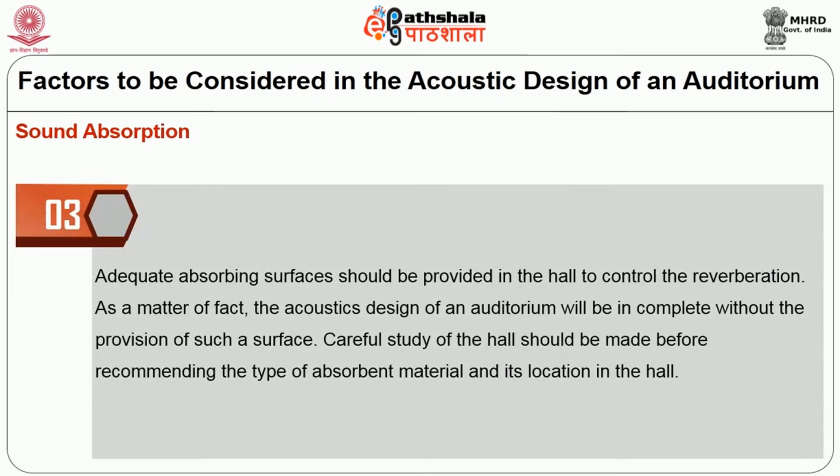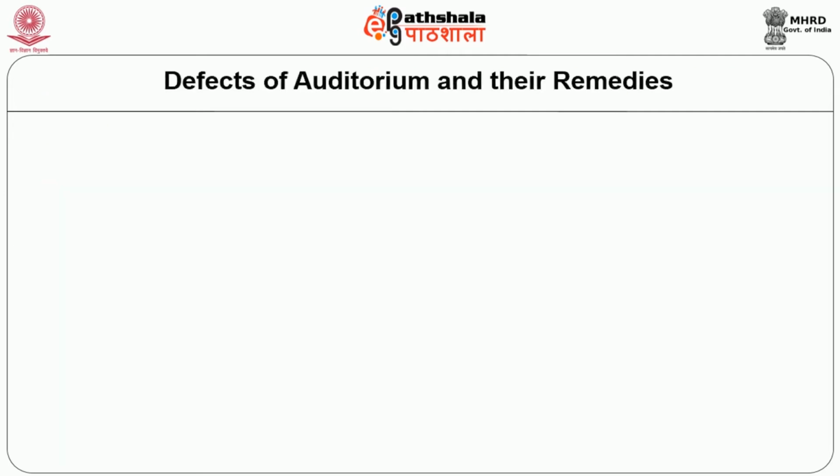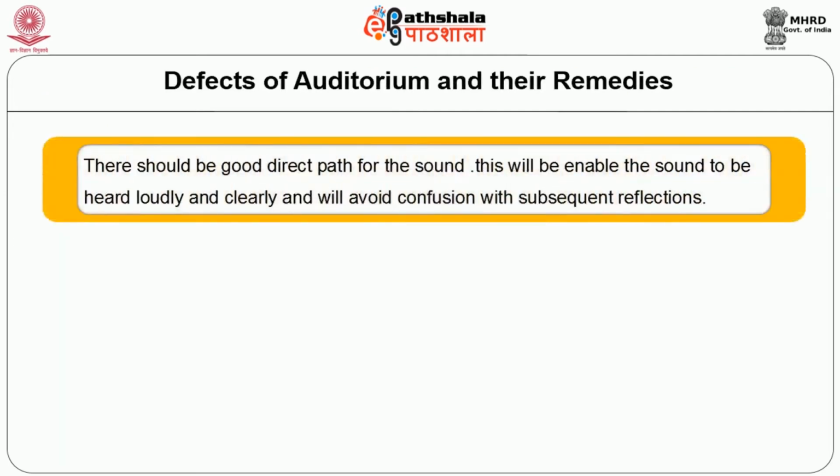Adequate absorbing surfaces should be provided in the hall to control the reverberation. As a matter of fact, the acoustic design of an auditorium will be incomplete without the provision of such a surface. A careful study of the hall should be made before recommending the type of absorbent materials and their location in the hall. Defects of auditorium and their remedy.